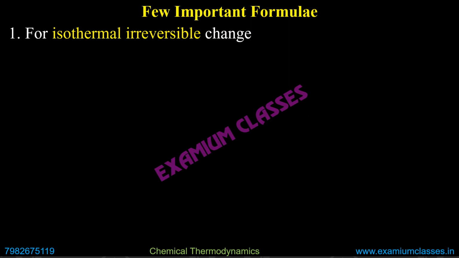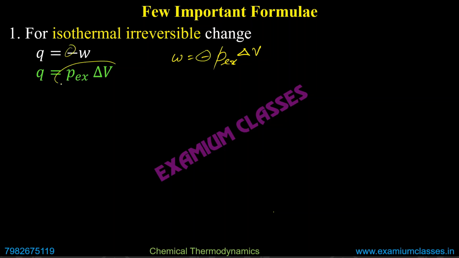For isothermal irreversible change, Q will be equal to minus W, and W you knew. W is minus P external delta V. So minus and minus will give you plus. So that's why Q will be P external into delta V. Only applicable in case of isothermal process.